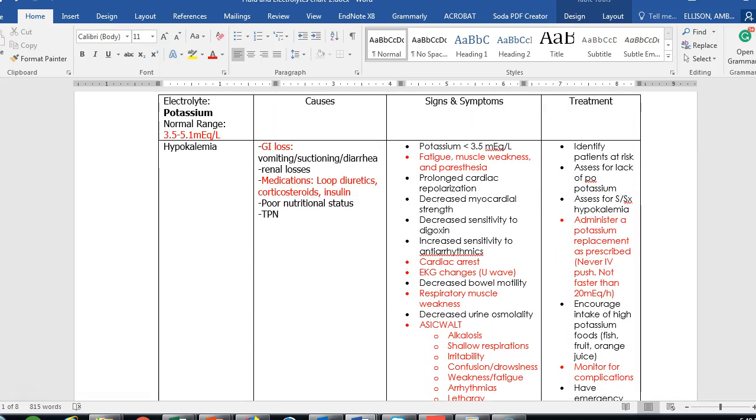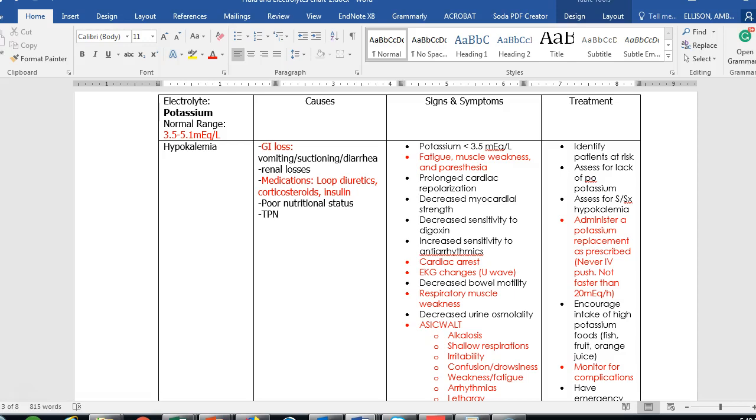Then we have potassium issues. So hypokalemia is less than 3.5. GI loss is a big causative factor. So vomiting, diarrhea, renal losses, certain meds like loop diuretics and insulin, corticosteroids, if they don't have good nutritional status, or their TPN, total parenteral nutrition. So they can have fatigue, muscle weakness, paresthesia.